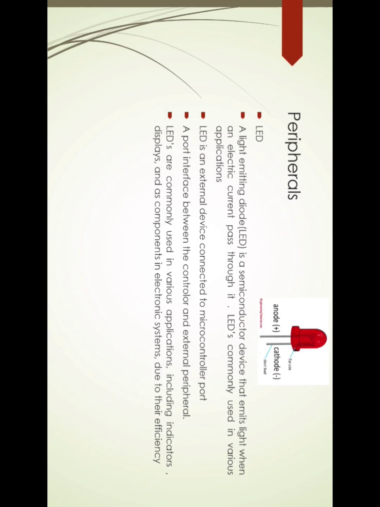The LED structure has an anode side and a cathode side. The anode side has the longest lead, and the cathode side has the shortest lead and the flat side. These are the main components in an LED, and the port is the interface between the controller and the external peripheral. LEDs are commonly used in various applications, including indicators, displays, and as components in electrical systems due to their efficiency. So they are mainly used in electrical systems because of their higher efficiency.